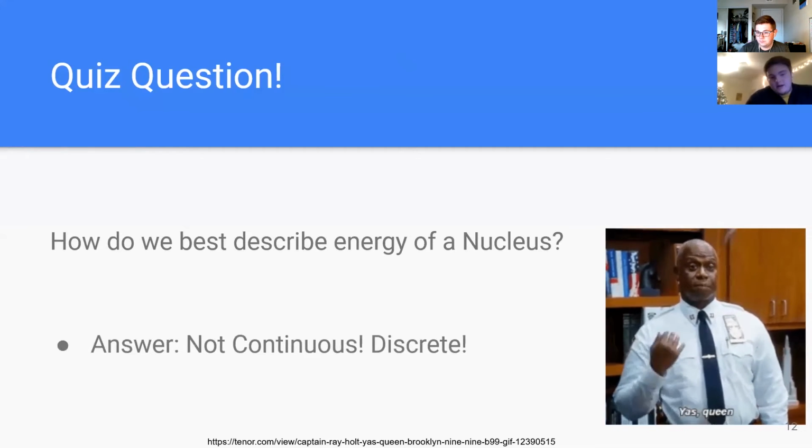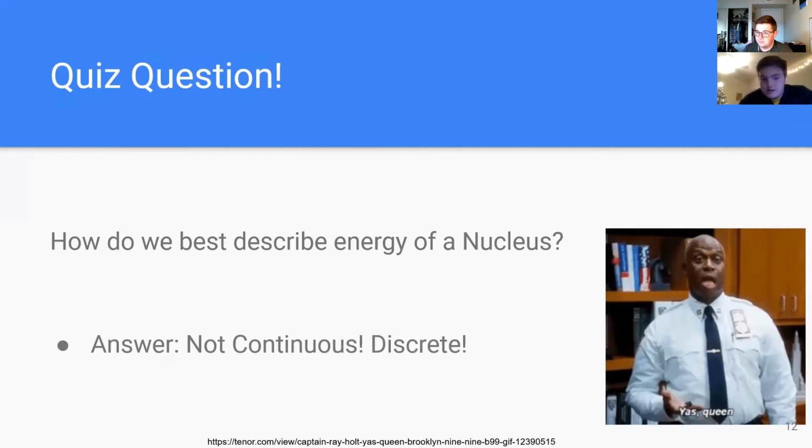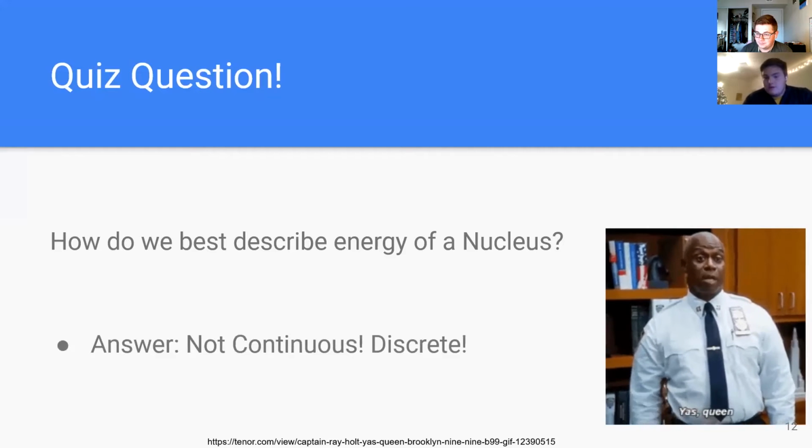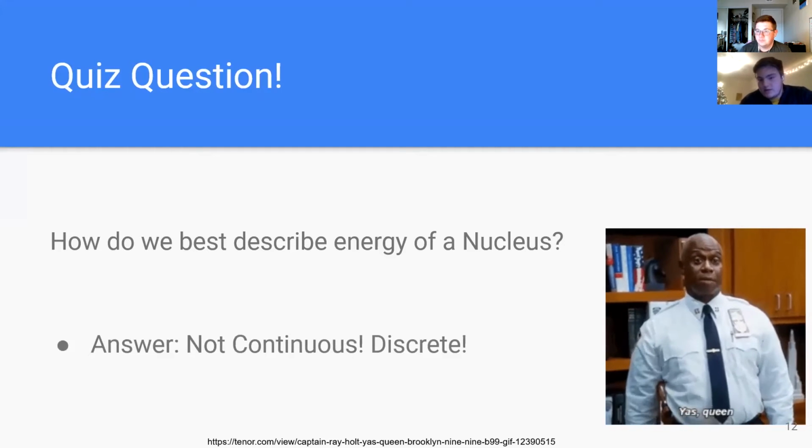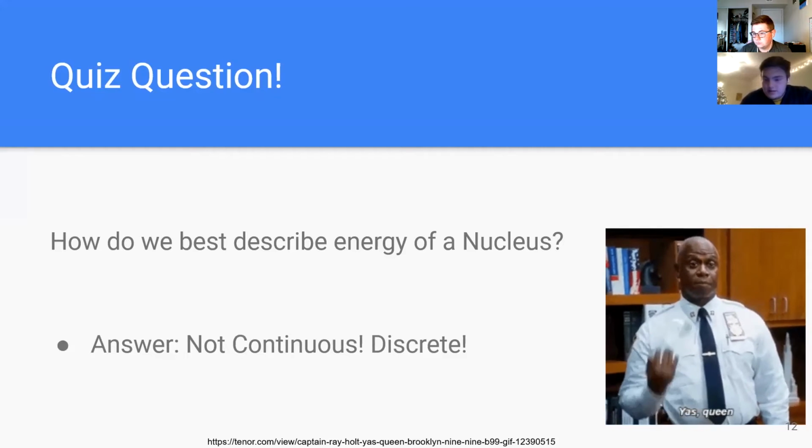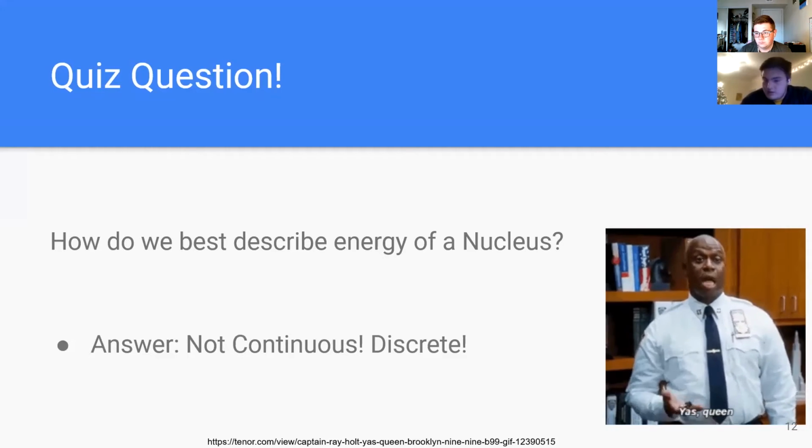Okay, so we're back. And so the answer is not continuous. I know I'm harping on this, but this is a very, very important idea when talking about NMR. Energy is not continuous. It is discrete. It can only be on certain levels. It can't be in between the levels. This type of idea is very important.